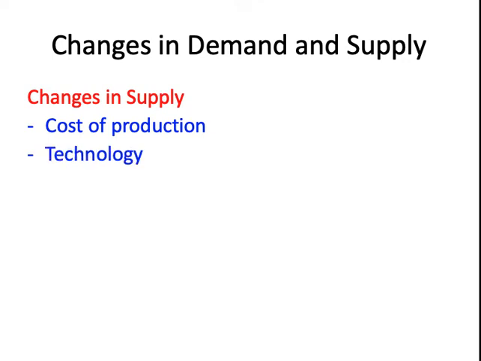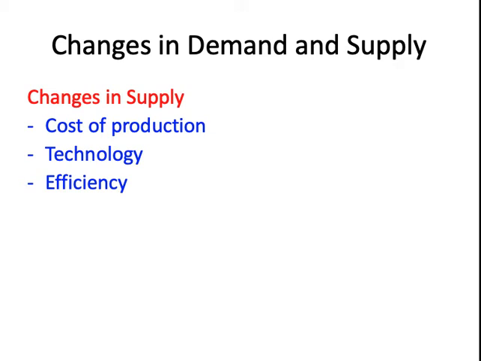Technology. Think of something like the assembly line, right? The invention of the assembly line sped up production in industry, in manufacturing. So technology is going to change the ability to do certain types of things. I can reach more people with technology. I can do things faster with technology. Those are all parts of the production process.